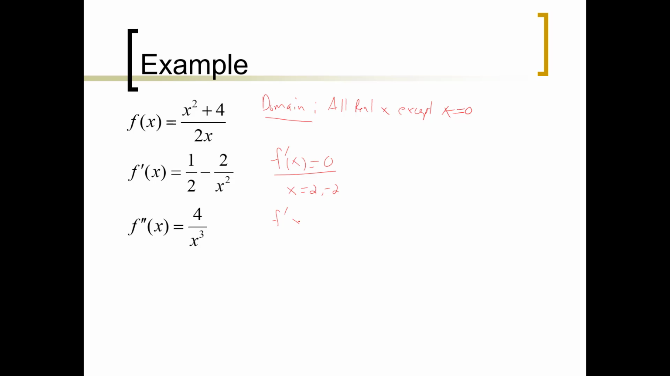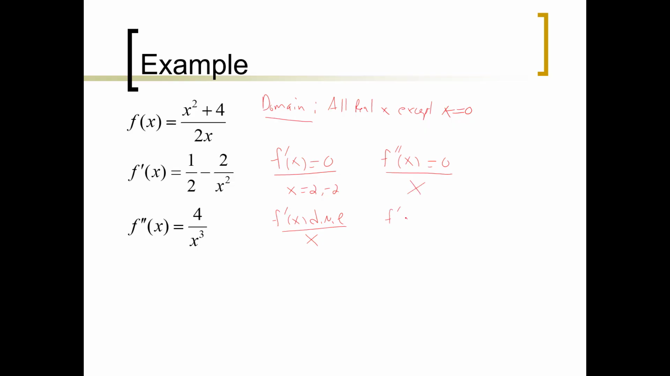Also, the second derivative does not exist only where this x squared is 0. But that means x would be 0, but that's not in the domain, so we ignore it. I also need to know where the second derivative is equal to 0. But the only way this fraction could be 0 is if the numerator is 0 for some choice of x, and that can't be 0. So I ignore that one.